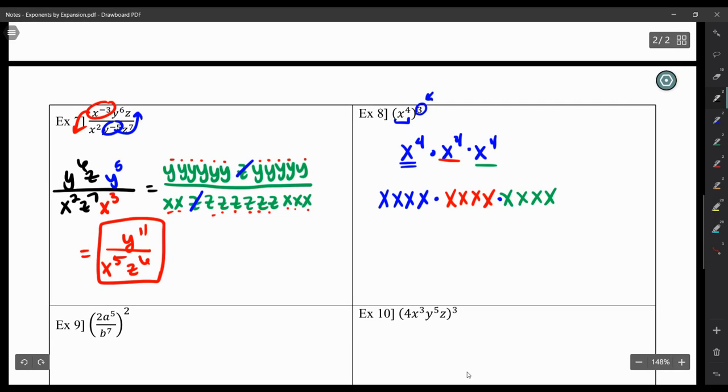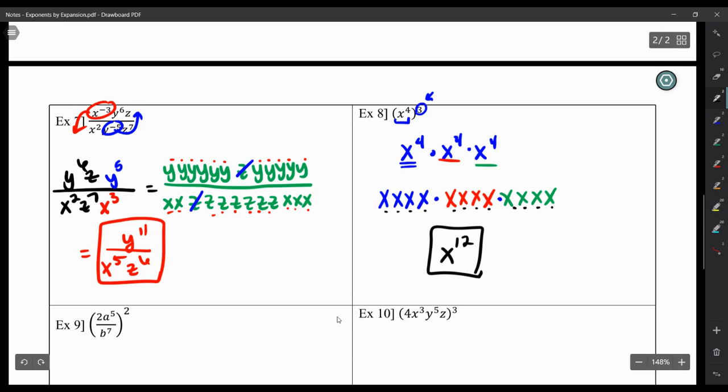Since there's not a fraction, I can't get rid of any x's. I can't simplify these by doing something over itself, so we're just going to have to combine all these back up. So how many x's do you have multiplied together in total? There is 1, 2, 3, 4, 5, 6, 7, 8, 9, 10, 11, 12. So this simplifies down to x to the 12th.